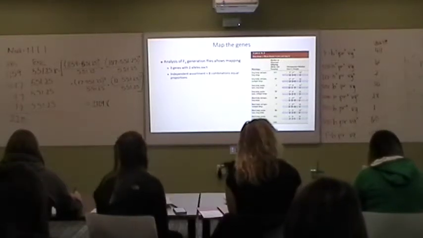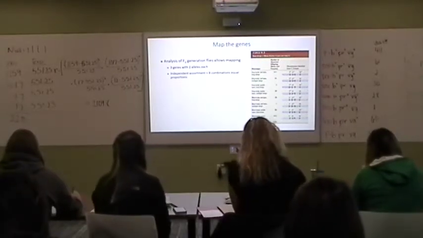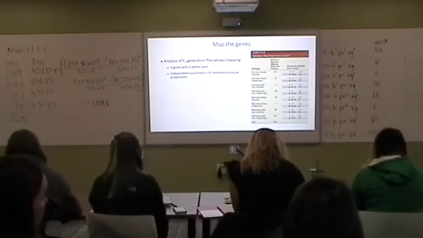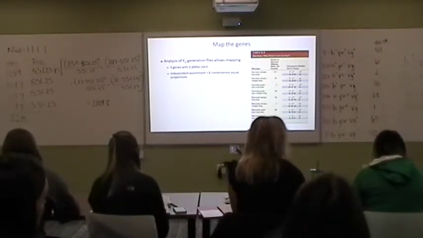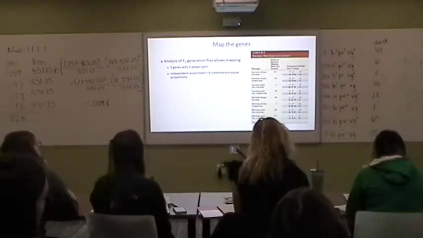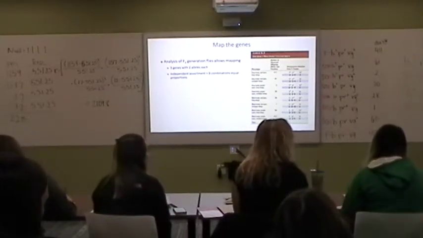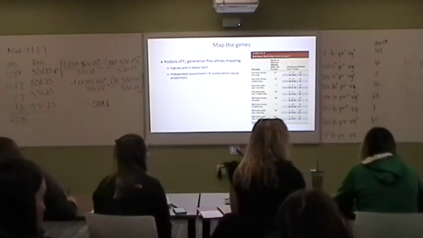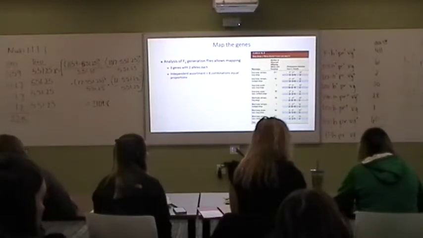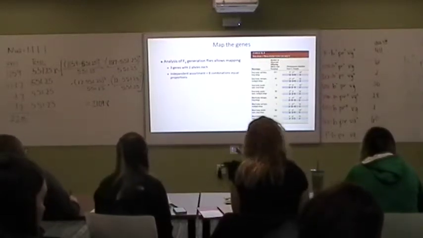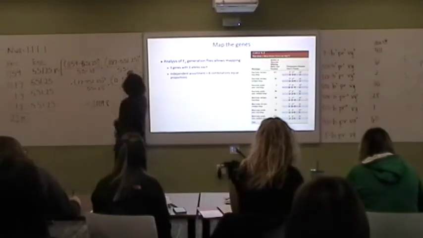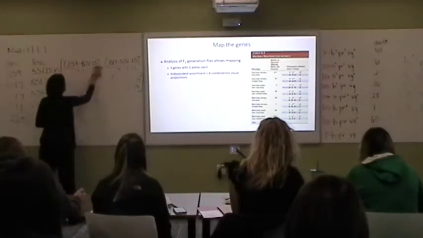Okay, so we drew a map. The next thing we need to do is figure out the distance between B and PR, between PR and VG, and then between B and VG. Once you have the map, the rest of it's not too terrible. So to figure out the distance, we have to go back to those equations that I gave you last week.